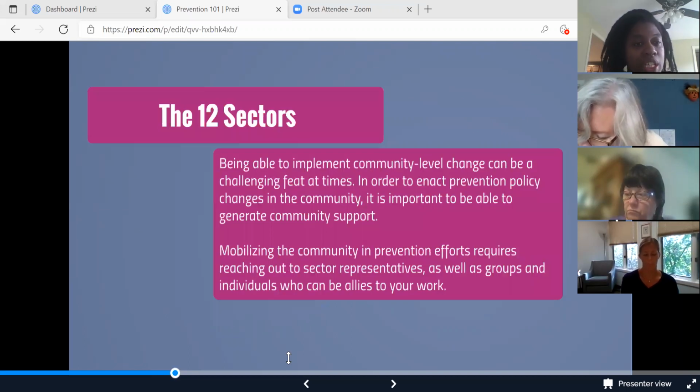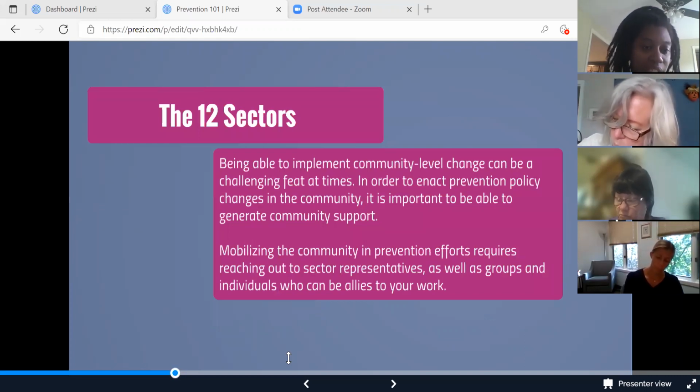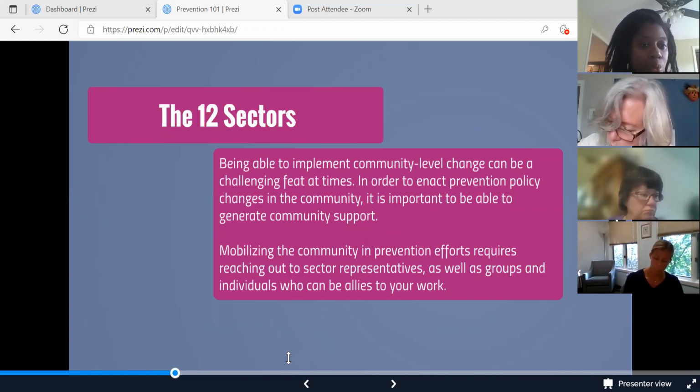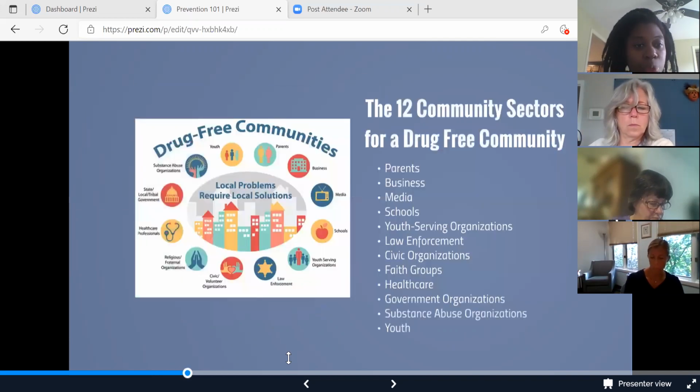Next, we have the 12 sectors. The 12 sectors are being able to implement community change. So we have different areas of the different sectors, representatives who can be allies in our work for our coalitions. So we have a total of 12 sectors.